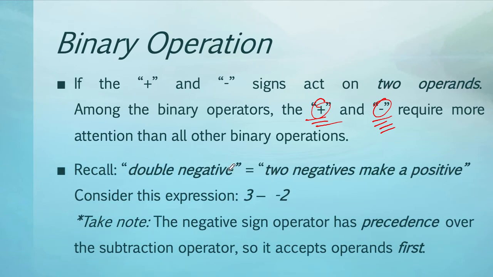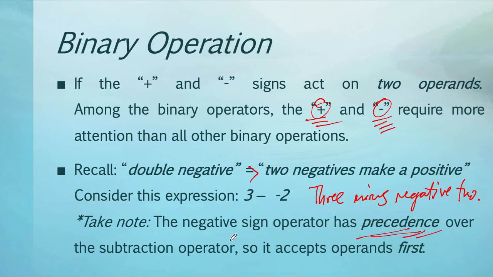Recall that two negatives make a positive. Consider the expression 3 minus negative 2. We read this as 3 minus negative 2. Take note, the negative sign operator has precedence over the subtraction operator, so it accepts its operand first. The negative sign has precedence because it is closer to the operand, so it takes precedence over the subtraction.